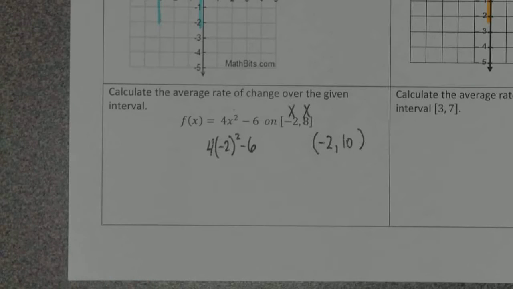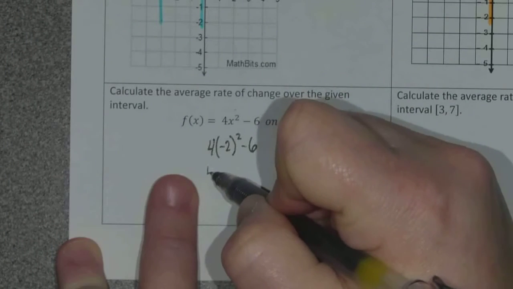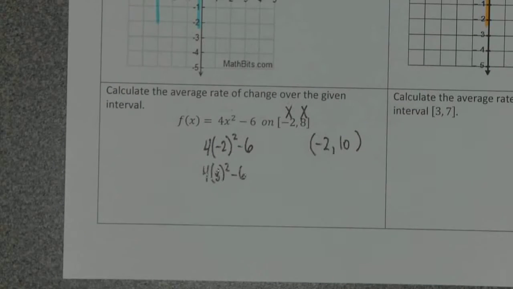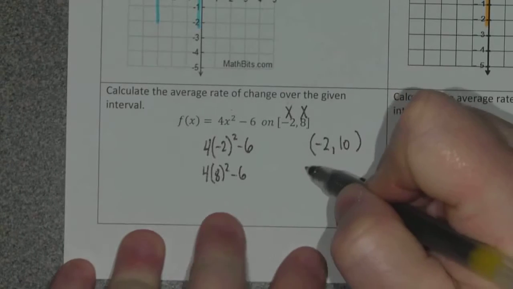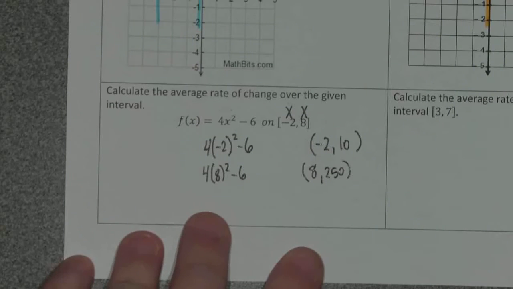All right, I got to find another ordered pair. What am I going to substitute in this time? 8. So I'm going to do 4 times 8 squared minus 6. This is going to be quite a bit bigger. If you don't have a calculator yet, you're going to want to grab one. You're going to square 8, which is 64. Do 64 times 4, which is 256. And 256 minus 6 is 250. So when I put in 8, I got out 250.